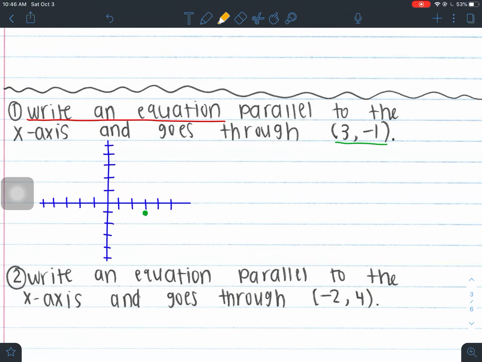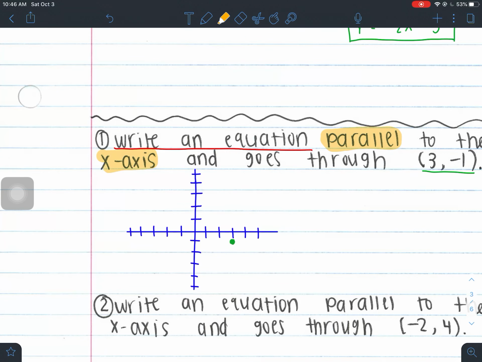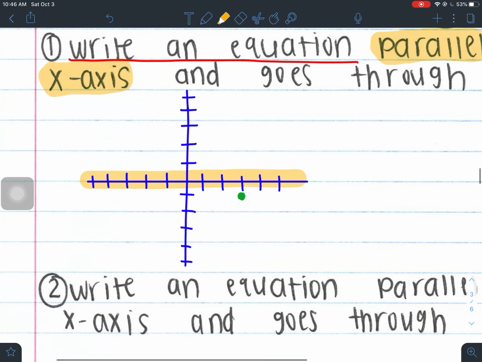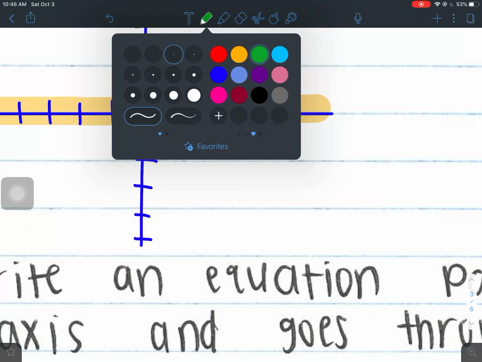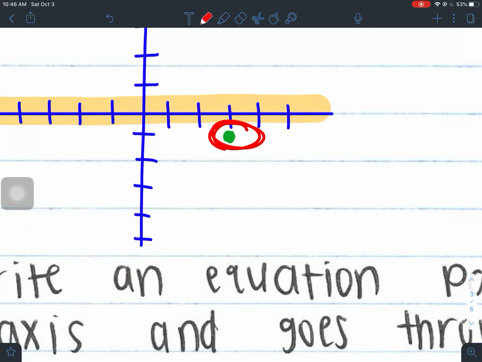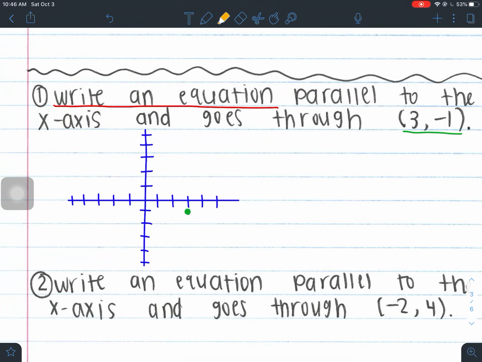We know that the new equation has to be parallel to what? Parallel to the x-axis. So I'm going to highlight the x-axis here. The x-axis is located right here. That's my x-axis. So they're telling me that I need to write an equation that is parallel to the x-axis, and it goes to the point (3, -1). Okay, well, it has to go through this green point here. My new line, oops, I did not mean to do that. Oh no. Okay, 1 second. I just erased my highlighting. Here's my highlight.